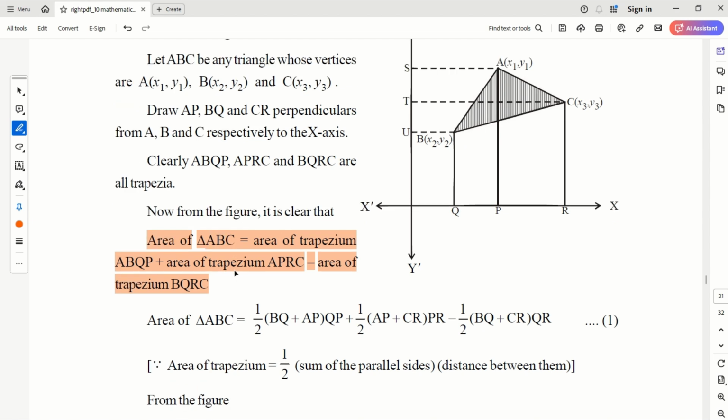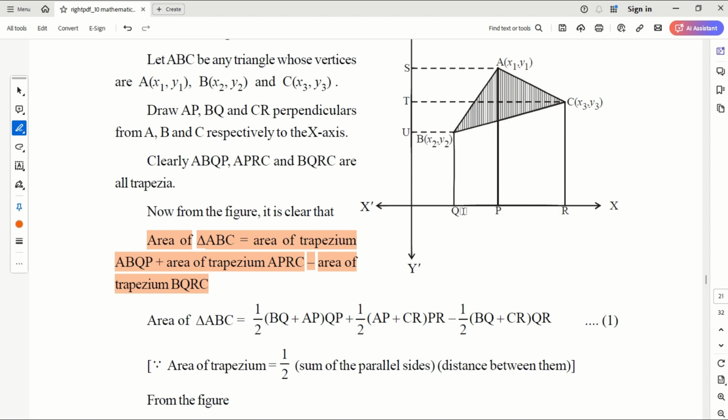Correct? So the area of a trapezium we know: half into the sum of the parallel lines multiplied by the distance between the parallel lines. If you see here for the first trapezium, I'll explain. BQ is nothing but y2. Correct? AP is nothing but y1. So y2 plus y1, multiplied by QP. QP is nothing but x1 minus x2.